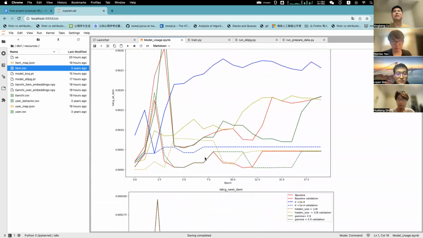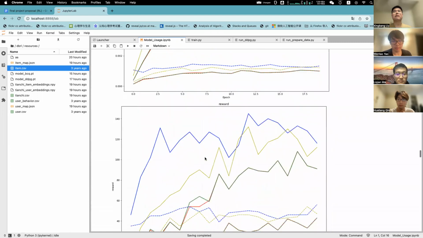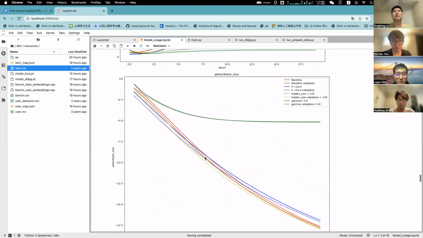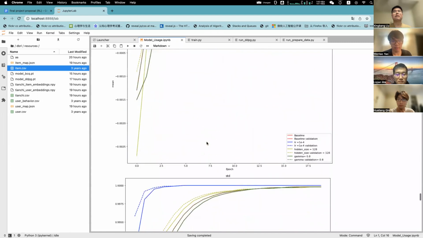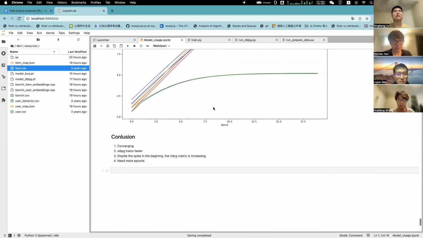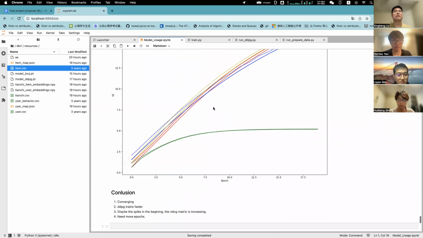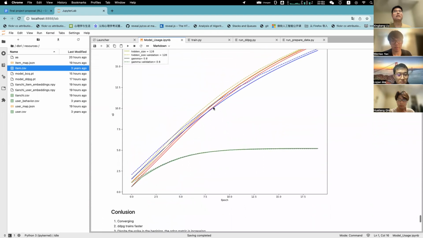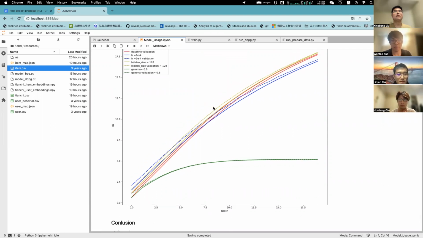As a final result, we find both algorithms are converging, and DDPG has a faster speed. However, due to the limitation of computing resources, we have not yet seen the final performance. So we will do more training in the future. Thanks for watching.